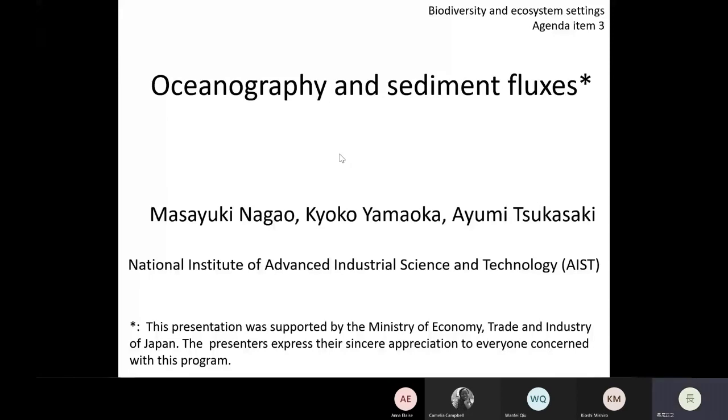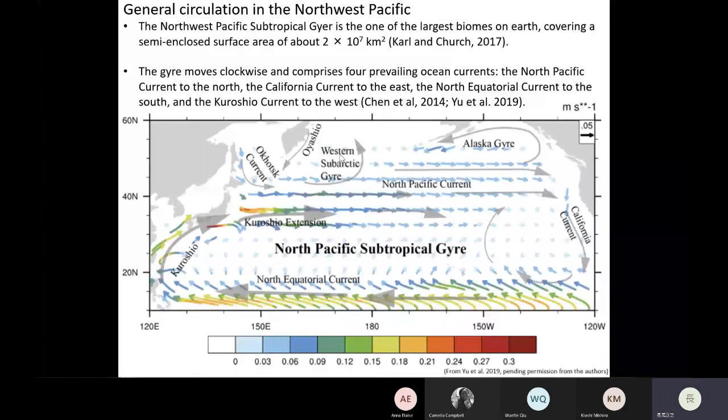This is the general circulation in the Northwest Pacific. The Northwest Pacific subtropical gyre is one of the largest biomes on the Earth, covering a semi-enclosed surface area of about 2 times 10 to the power of 7 square kilometers.